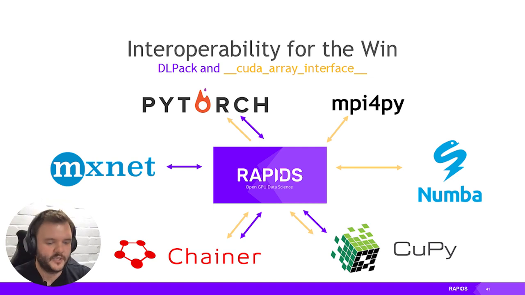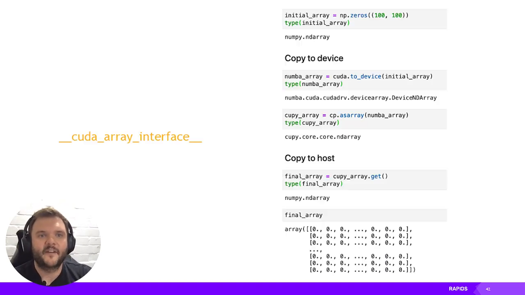But a bunch of work has gone in, especially on something called the CUDA array interface, which allows you to pass pointers and variables and flip them between different formats, because the array on the GPU is the same in memory. In this little example, at the top, I'm going to make a 100 by 100 NumPy array. Then I'm going to use Numba to copy it to the GPU to make it a Numba array. If I do a type on that, I get this Numba device ndarray. But then I can do cupy.asarray and just give it the Numba array.